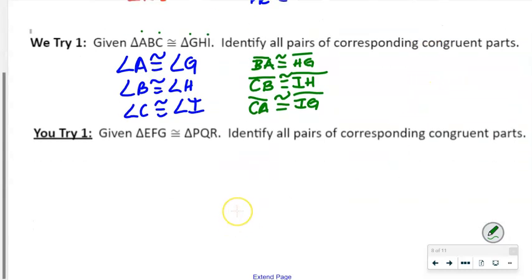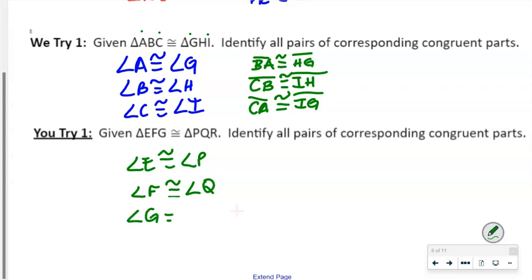All right, here we go again. So we're going to do angle E is congruent with angle P, and angle F is congruent with angle Q. Angle G is congruent with angle R. And I'm going to go back to my real simple, straightforward first 2 letters. EF is congruent to PQ, because I'm sure this is the way most of y'all did it.